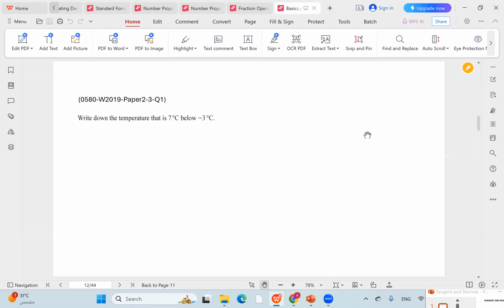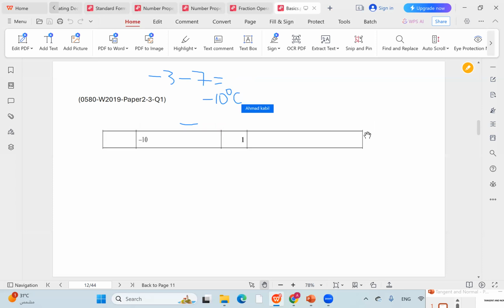Write down the temperature that is 7 below negative 3. So below means we subtract. So we have negative 3, and then we subtract 7 from it. And this gives us negative 10 degrees. So negative 10 is the correct answer here.